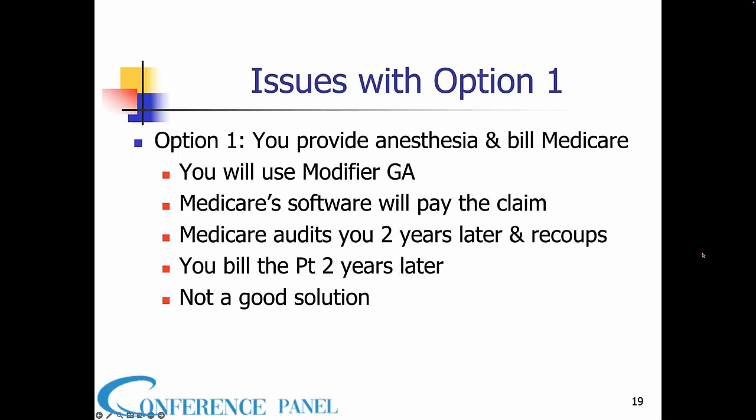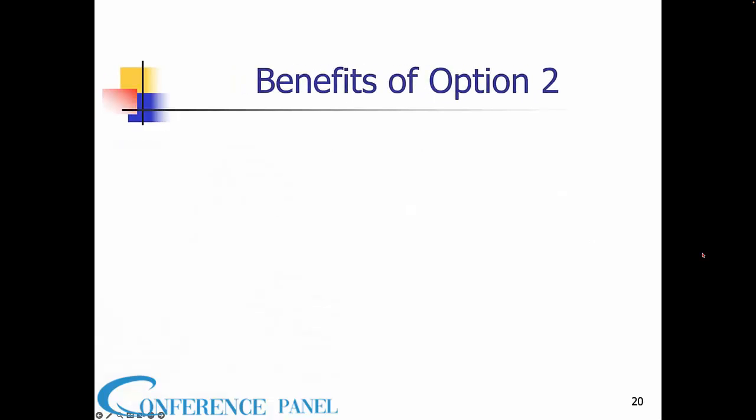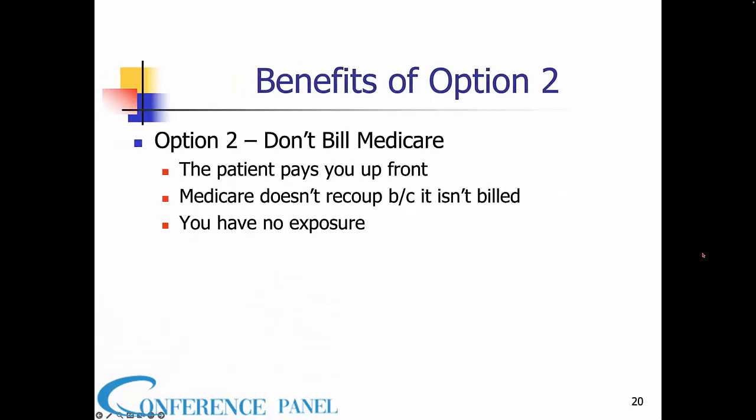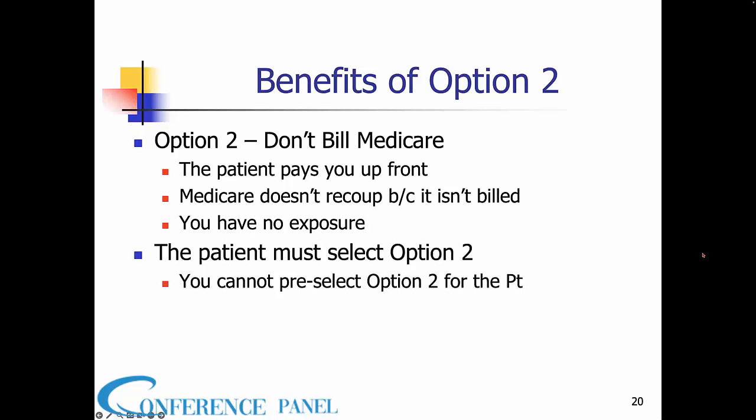Issues with option 1. Medicare has a special modifier and a special form, the ABN form. Okay, so this option 1 is not a good solution. That's why you want to be in the land of option 2. The benefits of option 2 are, number 1, you don't bill Medicare. You cannot pre-select option 2 on the ABN.